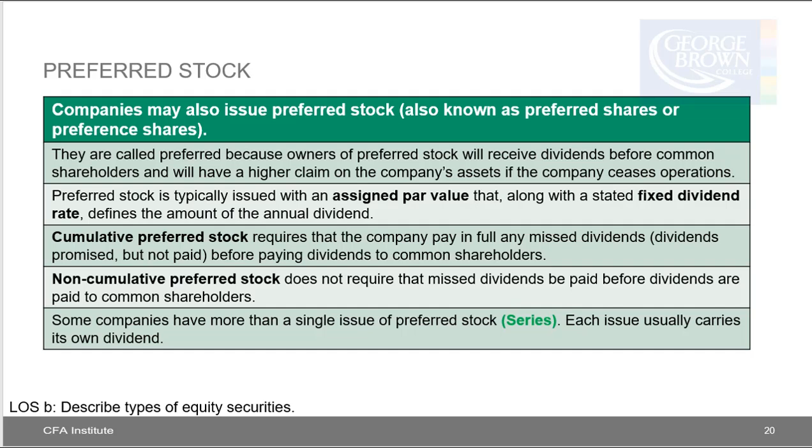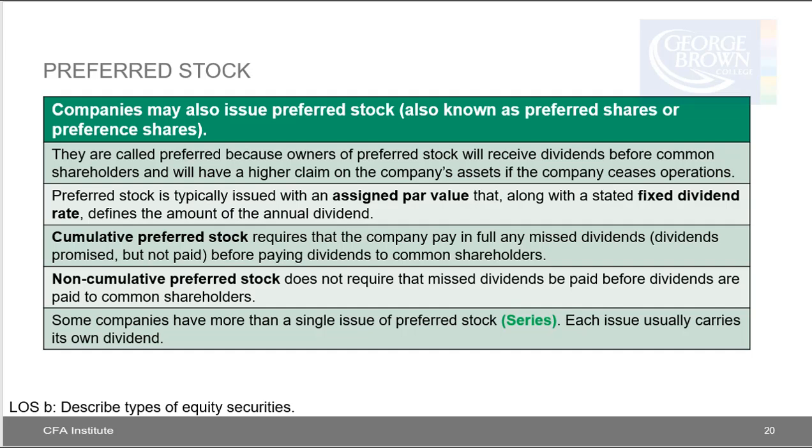So it's cumulative preferred. In contrast to that, a non-cumulative preferred stock does not require that missed dividends be paid before dividends are paid to common shareholders. So that's very important. That can be tested. Cumulative preferred stock means those dividends that aren't paid need to be paid in full. You need to pay any missed dividends before paying any common dividends to common shareholders. And non-cumulative, well, if that dividend's been missed, too bad, so sad. It does not require that missed dividends be paid before dividends are paid to the common shareholders.